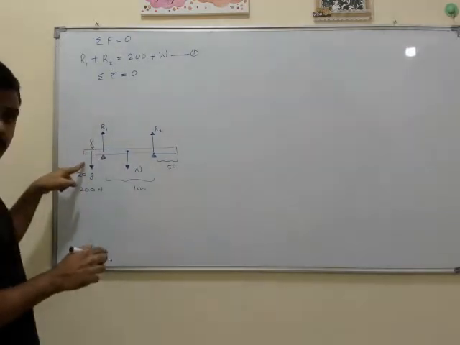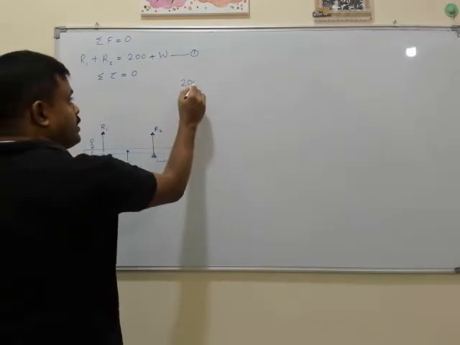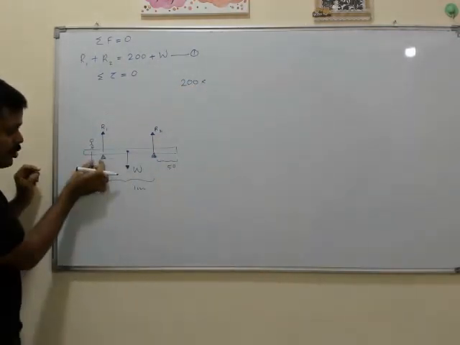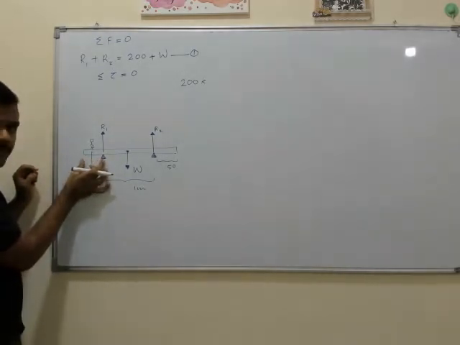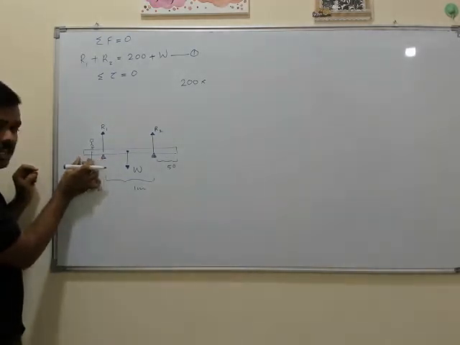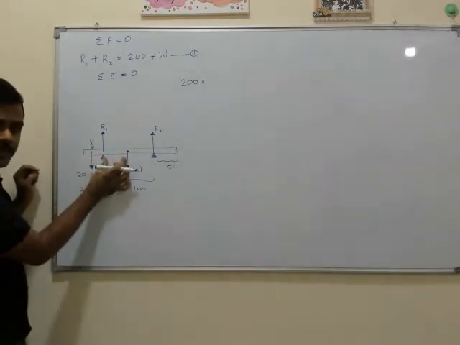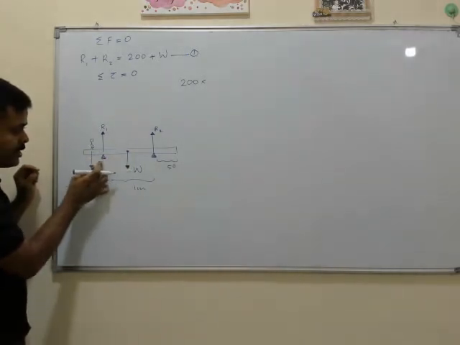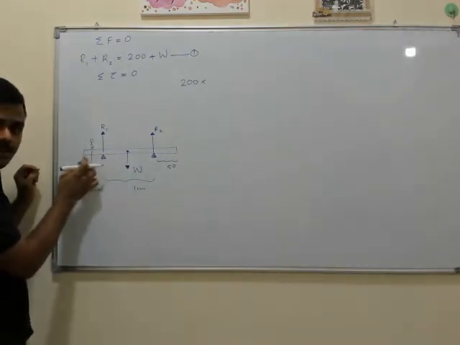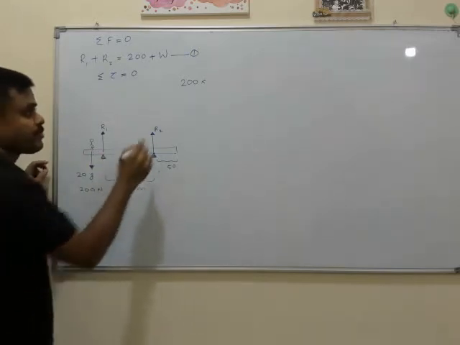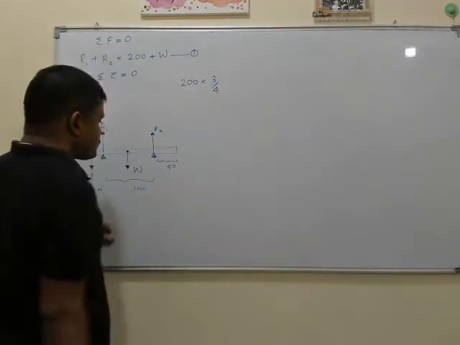So what is this? The weight is 200 into the distance. Distance is what? This is a quarter of a meter now. This is half a meter, but they say she is at 25 centimeters. Then this must be 25 now. And this is 50 centimeters. This is 25 centimeters, right? She is standing in the middle of this extended section now. So 25 centimeters and 50 centimeters, 75 centimeters. That is 3 by 4.